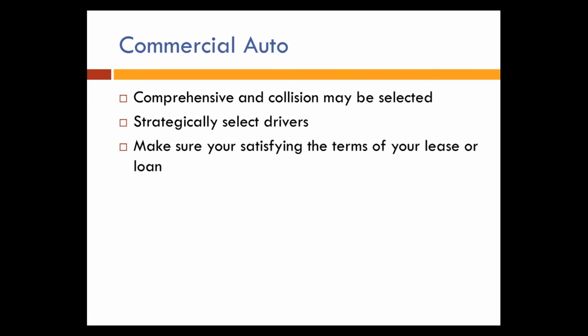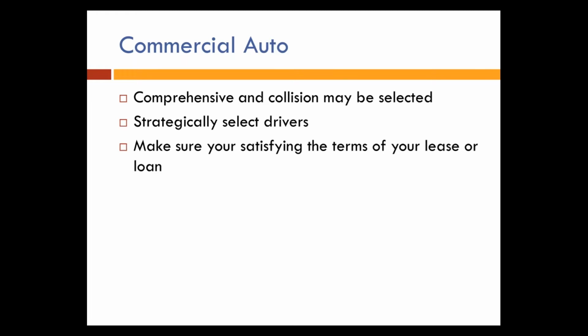I think they look at the nature of the equipment and say, no, that's something that will just occur. We can't protect ourselves against will occur. So comprehensive is glass damage, things of that nature. Collision is you get into an accident and they help pay for repairs on your own vehicle.